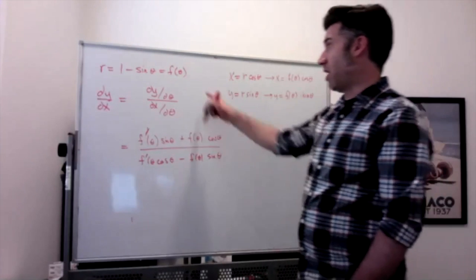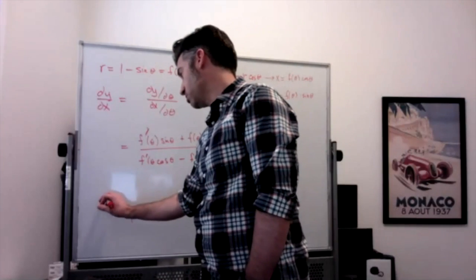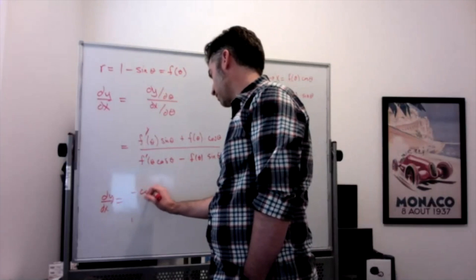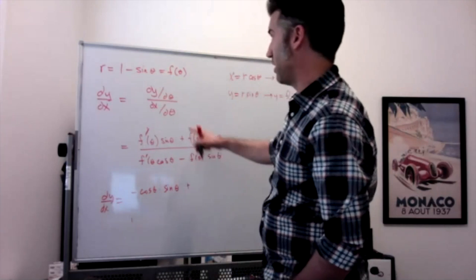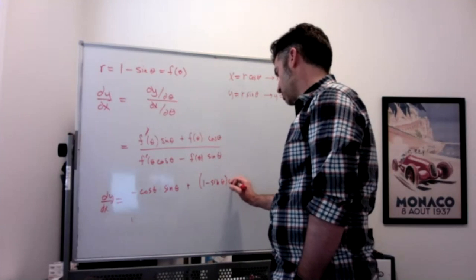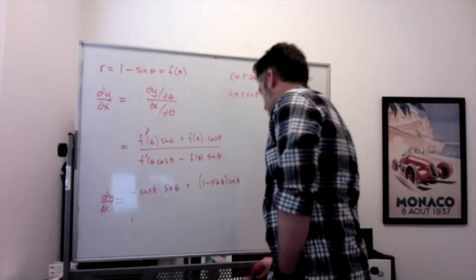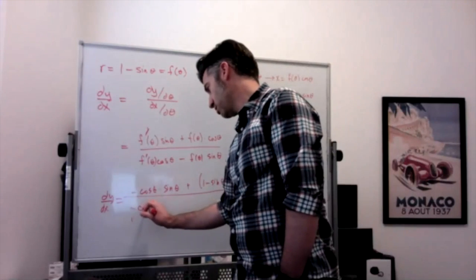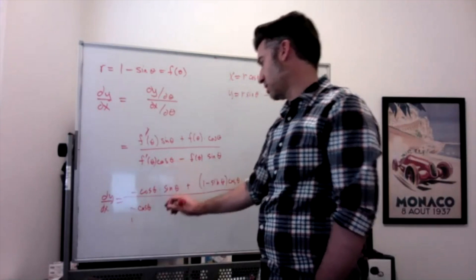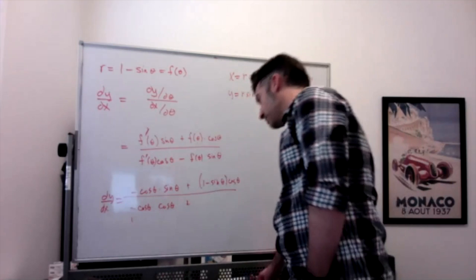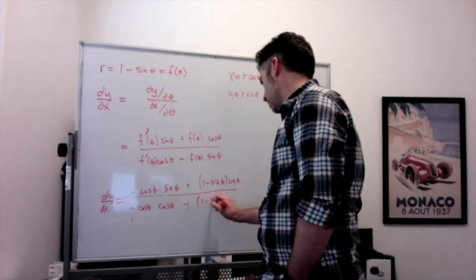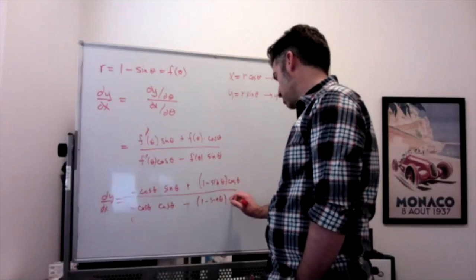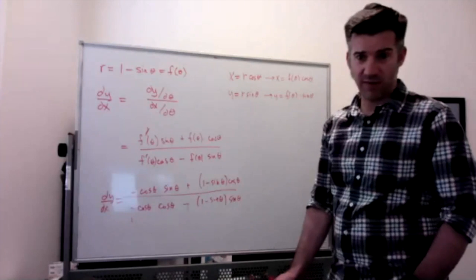So in this particular case, our f of theta is 1 minus sine theta. So our dy dx is going to equal, the derivative of 1 minus sine is negative cosine theta. So negative cosine theta times sine theta plus f of theta, 1 minus sine theta, times cosine theta, all divided by the same thing on the bottom. So f prime of theta again is negative cosine theta times cosine theta, minus 1 minus sine theta times sine theta. Apologies, it's a bit of a formula. So then we probably should simplify this, or not.